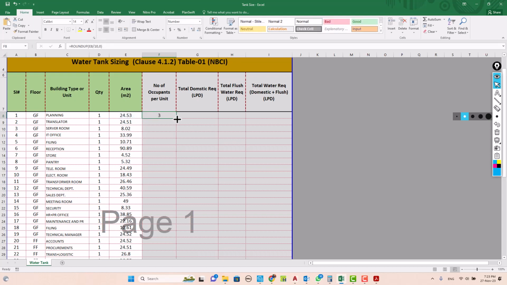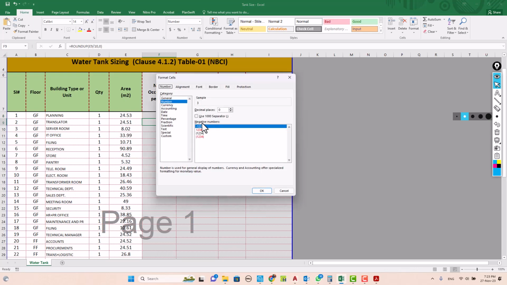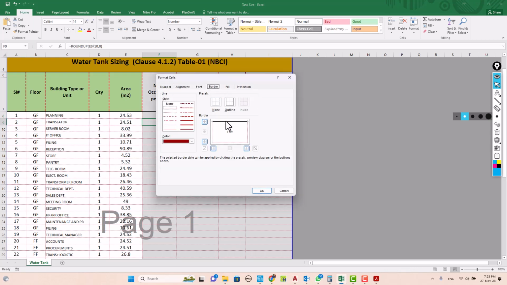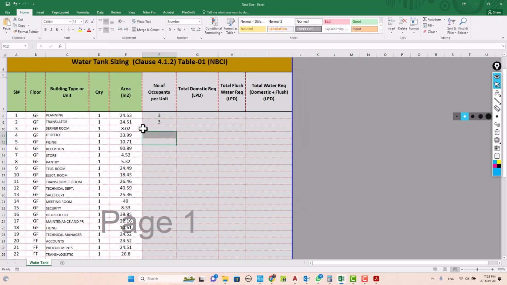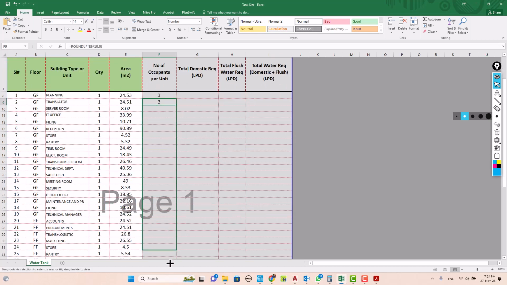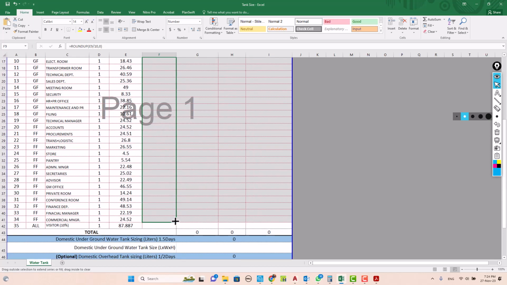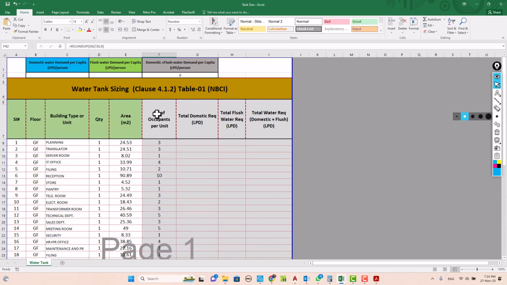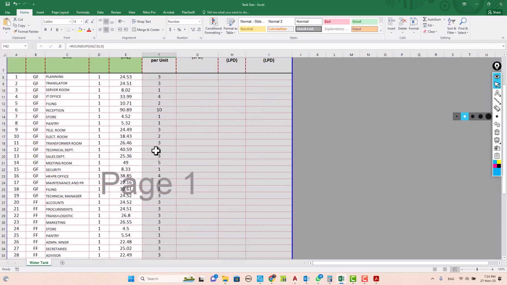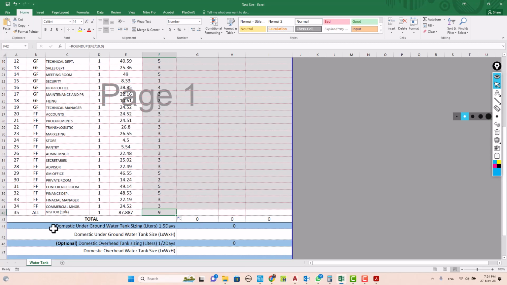If we drag this one, also it will come 3. And now we will drag all this one, okay? Here it comes. This is the number of occupants. It comes easily, right? And here the visitors.